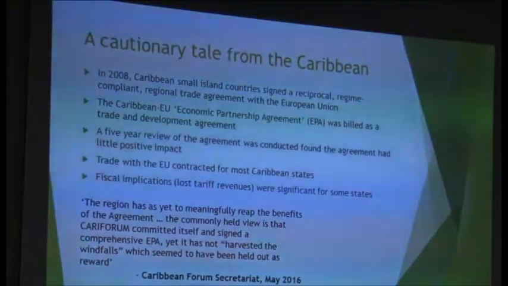Finally, a cautionary tale from the Caribbean. The Caribbean listened to the EU about how great a regional economic partnership with the EU would be, and signed up to an EPA in 2008. There's very recently been a joint 5-year review of that agreement, which found that the agreement had little positive impact. Trade with the EU had in fact contracted for most Caribbean states over that time. There had been some fiscal implications for some states.